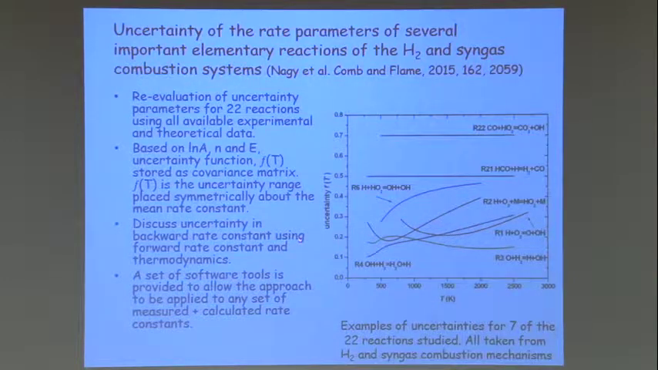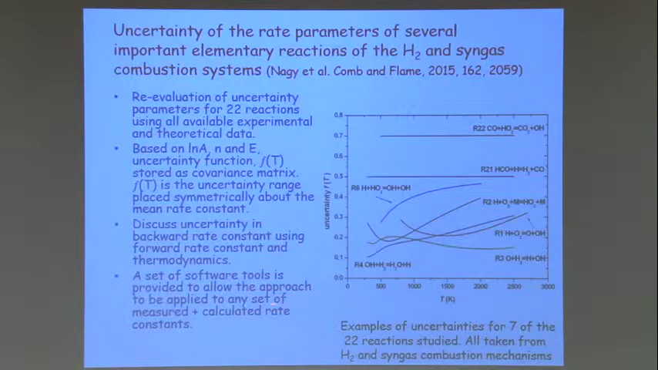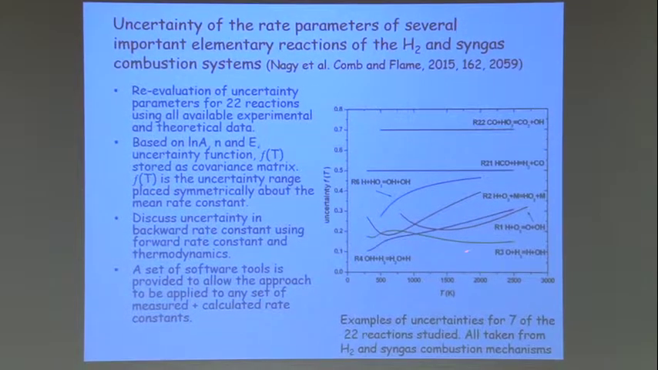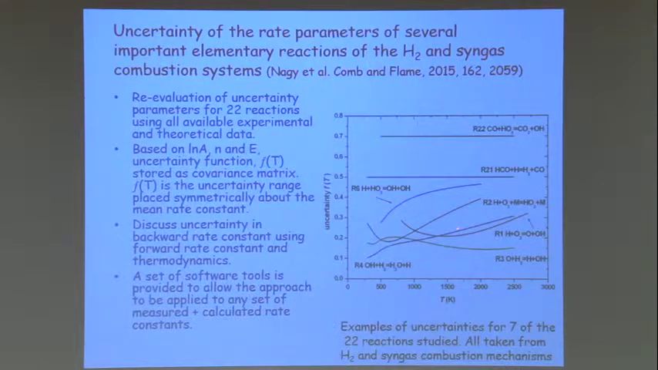So they discuss the uncertainty of the backward rate constant using thermodynamics, and provide a set of software tools to allow the approach to be applied to any set of measured and calculated rate constants. So any of us could go along, use this methodology, and then get the uncertainties. And so here are some examples of the uncertainties that they showed. CO plus HO2, an uncertainty of 0.7, HCO plus H, coming down to O plus H2 with this temperature-dependent uncertainty here, and these other determinations down here, where the uncertainty ranges are very much smaller than was the case in those original evaluations.